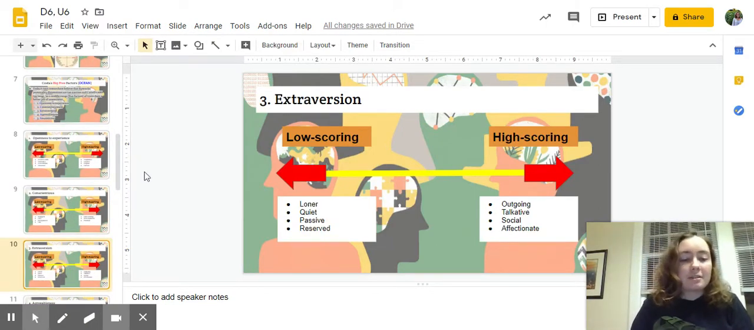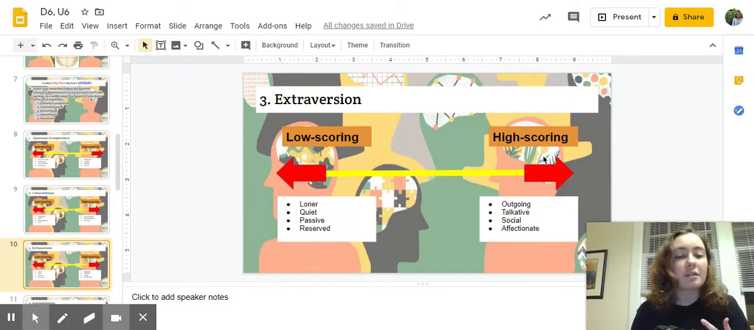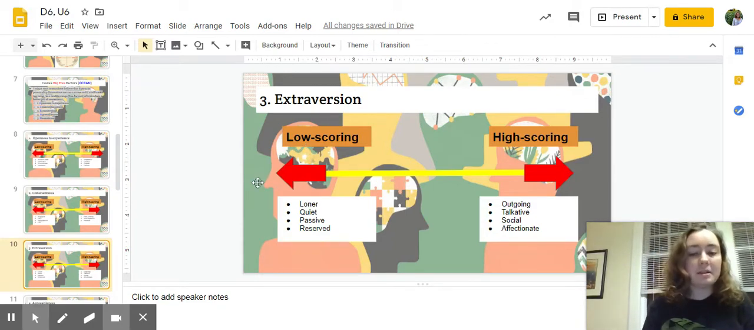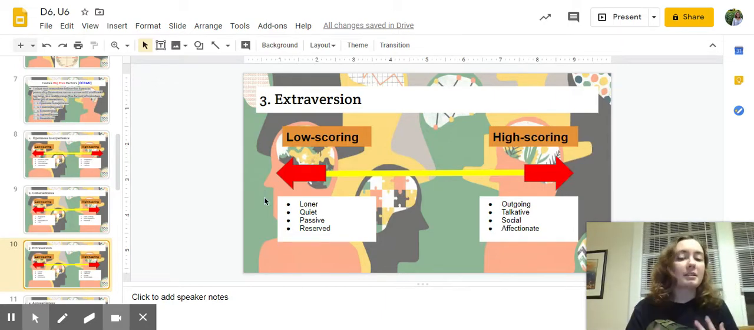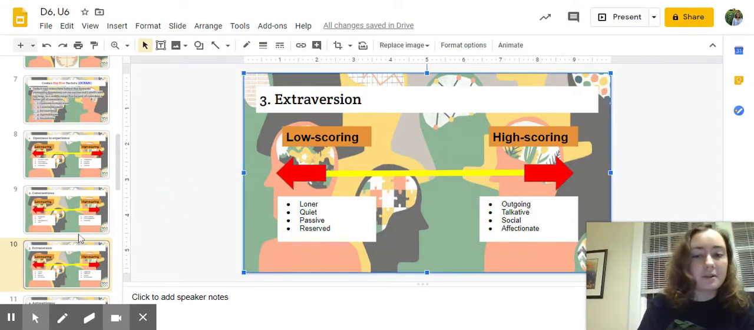Then we have extroversion, like I went over. If you're high on extroversion, you're very talkative, social, outgoing. You're someone who's very comfortable meeting and talking with new people. You're the kind of person I'd want to talk to at a party. And then low scoring on extroversion would be a loner or quiet, more reclusive. You're going to hang out with yourself and not be putting yourself out there in social situations as much. So you're much more introverted.